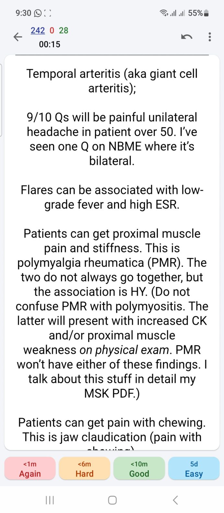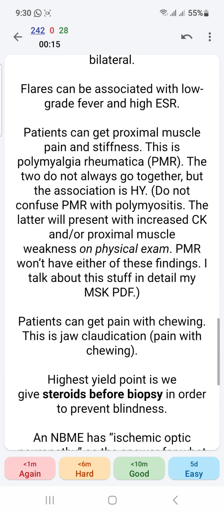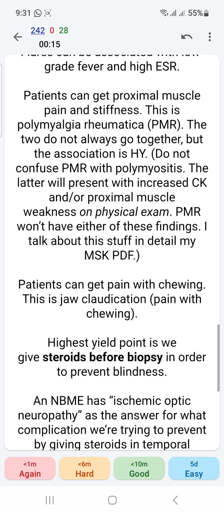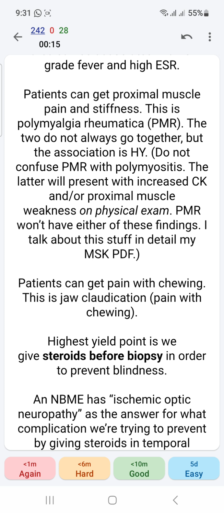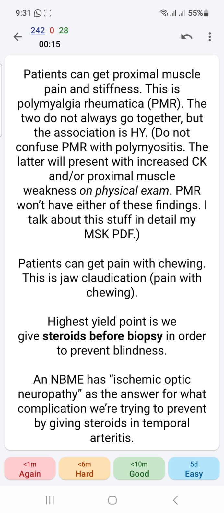I have seen one question on NBME where it's bilateral. Flares can be associated with low-grade fever and high ESR. Patients can get proximal muscle pain and stiffness. This is polymyalgia rheumatica. The two do not always go together, but the association is high yield. Do not confuse PMR with polymyositis. The latter will present with increased CK and proximal muscle weakness on physical exam. PMR won't have either of these findings.